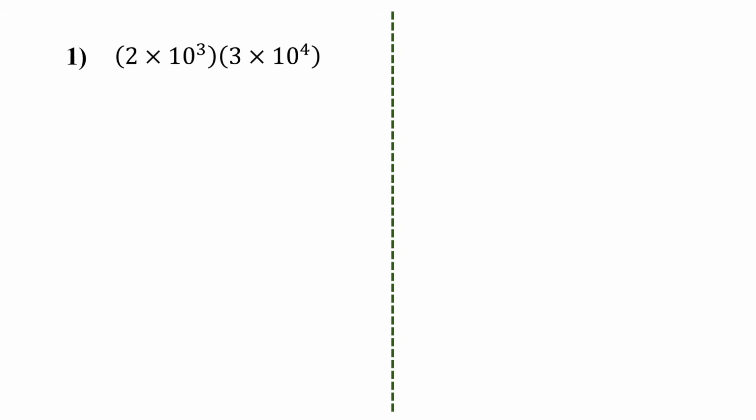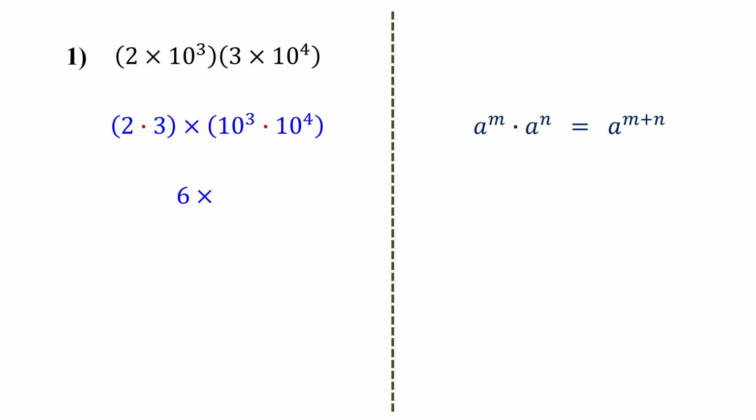the fourth power. First, group the number parts together and the powers of 10 together. Then multiply each part. 2 times 3 is 6. Now look at the powers of 10. They have the same base. When we multiply powers with the same base, we keep the base and add the exponents. So we keep the base 10 and add the exponents 3 and 4. 3 plus 4 equals 7. So we get 10 to the 7th power.